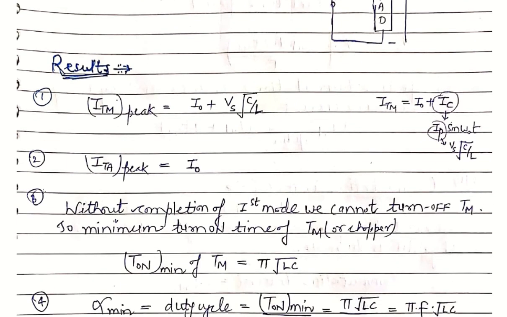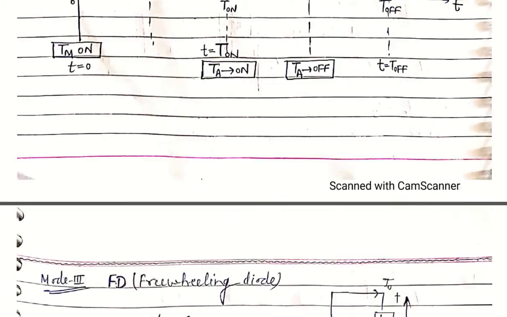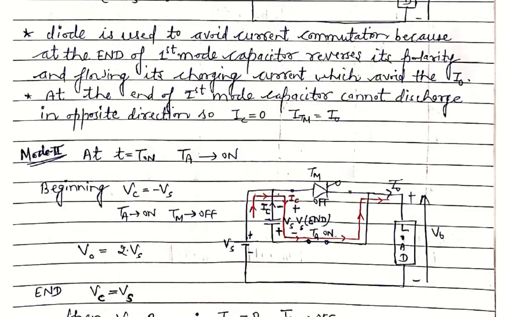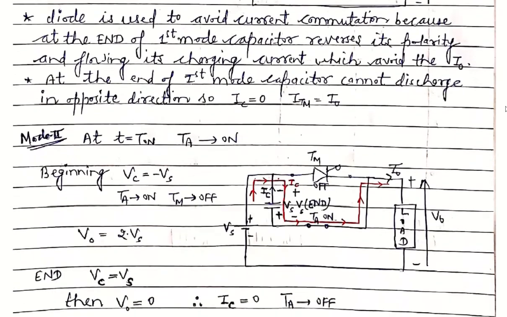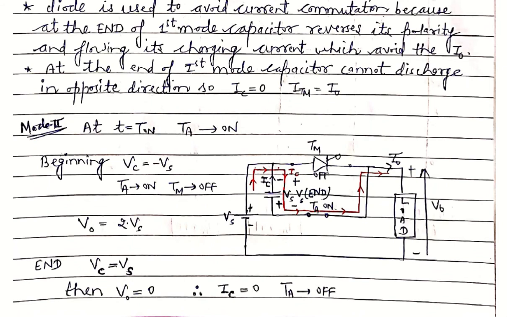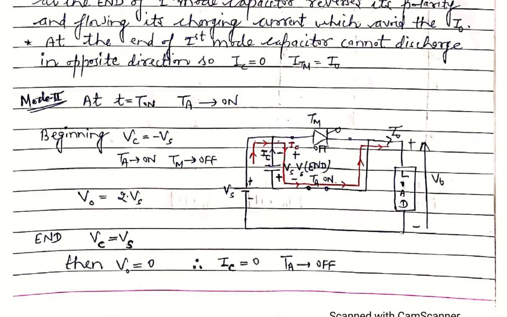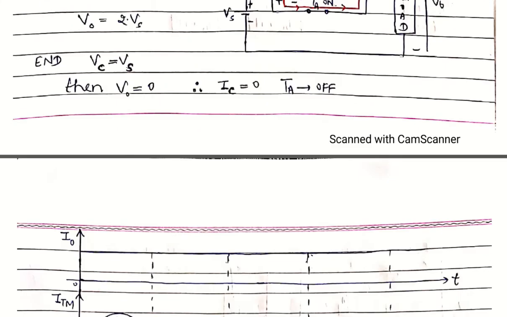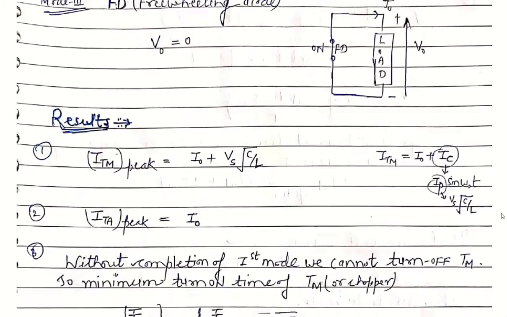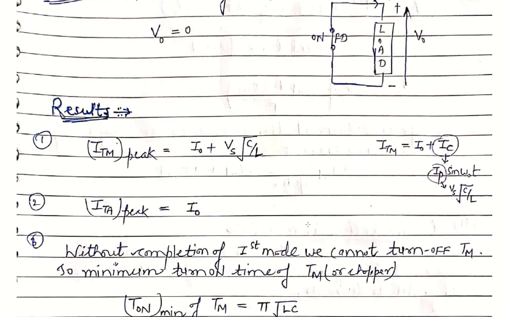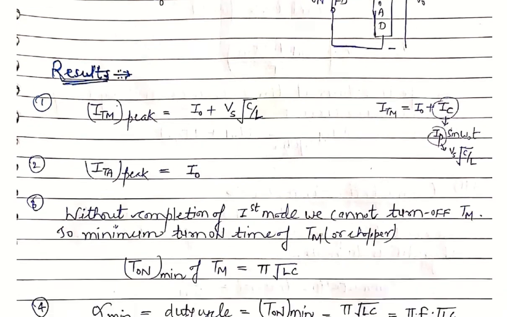What is the second one? ITA peak. ITA means auxiliary thyristor peak current. So through the auxiliary thyristor, what amount of current will be flowing? If we see in the second mode of conduction, when TA is on, then IC will be I naught. So a peak amount of current I naught will be flowing through the auxiliary thyristor in the on condition.